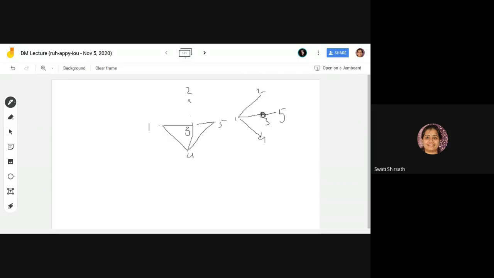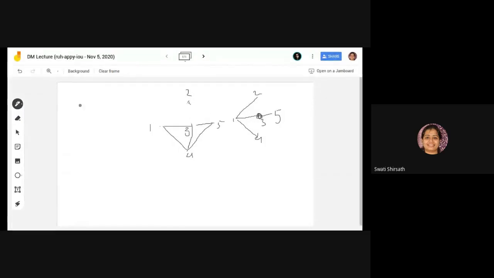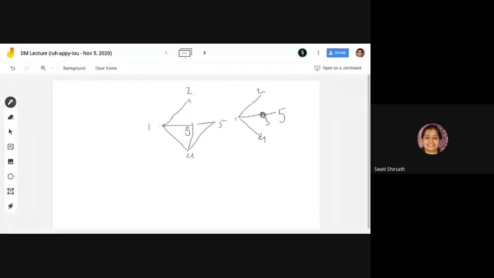3 4 you can take, so 1 3 and 3 4 are removed, but still my graph is not disconnected. Let's redraw it. So what have we removed? We have removed 1 3 and we have removed 3 4. Is it disconnected?